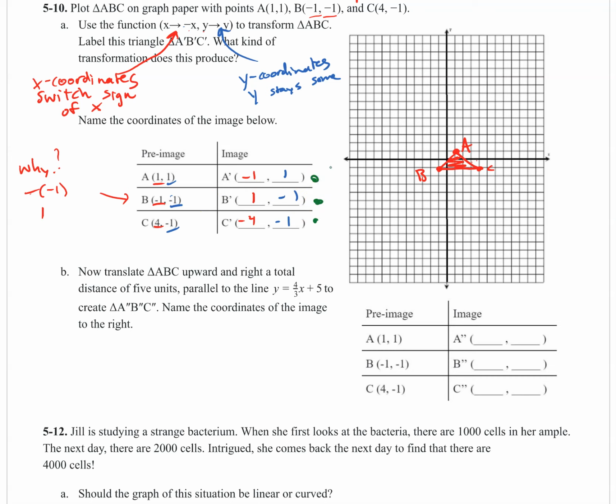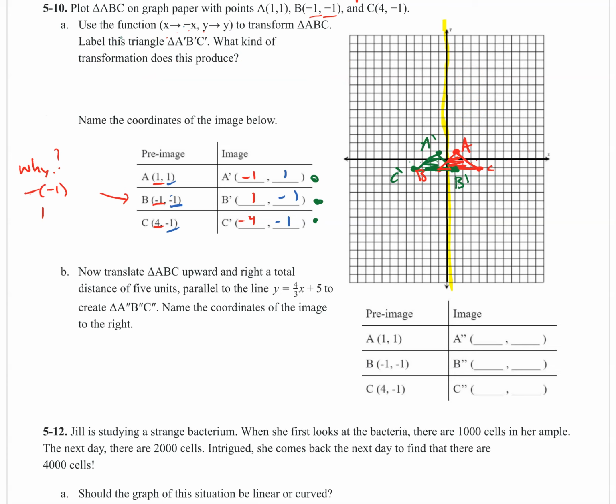So let's graph this with green and see what this looks like on the graph. A prime is -1, 1. B prime is 1, -1. And so already it's kind of looking like a reflection across the y-axis, right? A prime is a mirror image of A, B prime is a mirror image of B, and then let's look at C. C prime is -4, comma, -1. And sure enough, that is a mirror image over the y-axis.